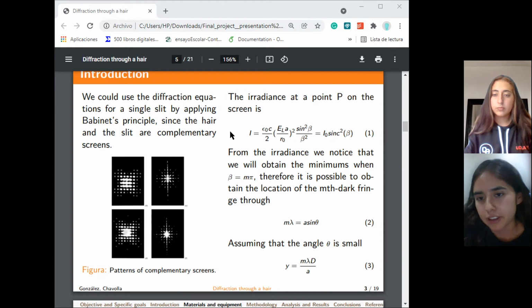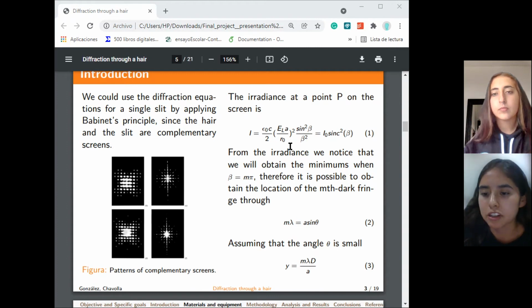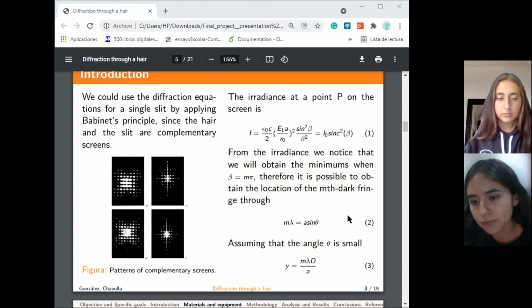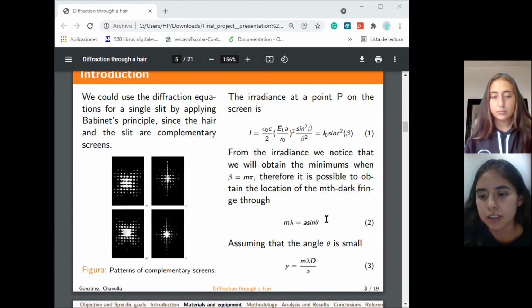Then for the single slit, we know that the irradiance at a point P on the screen will be given by equation 1. And from this equation, we notice that we will obtain the minimums when this term beta is a multiple of pi. And we will be able to obtain the location of the dark fringes through equation 2. Now, assuming that the angle theta is small, we will be able to relate sin of theta with the distance to the screen and the separation of the minimums.